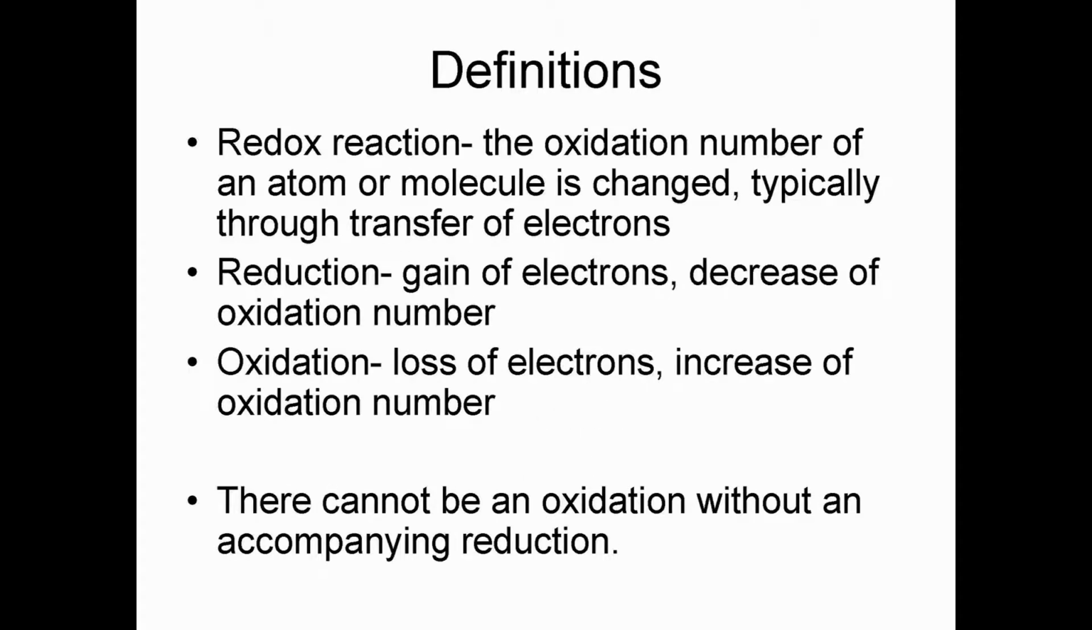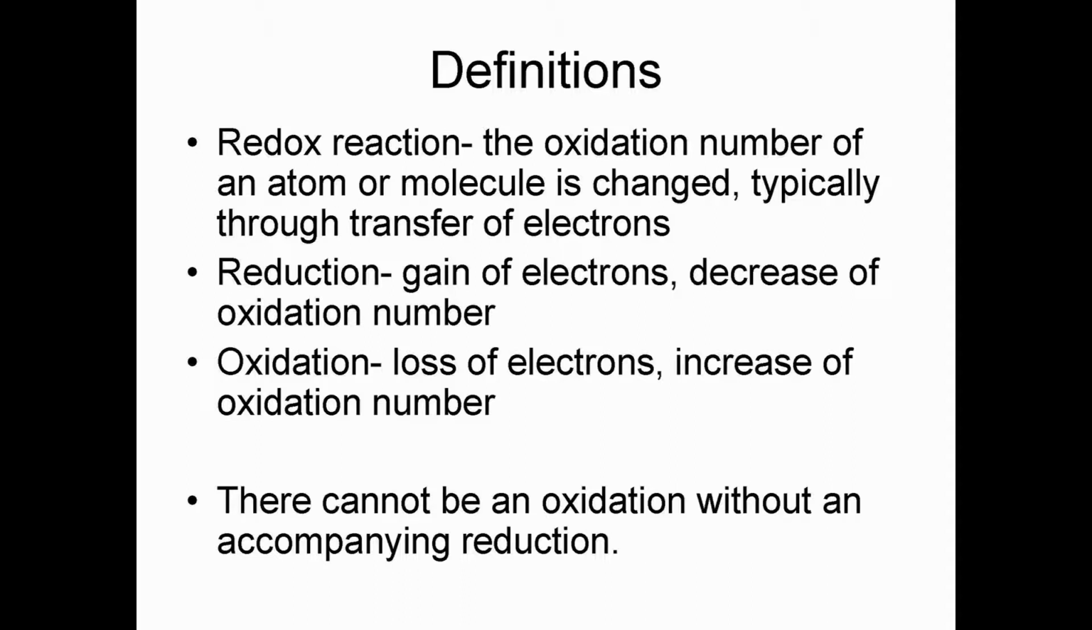First, a few definitions. A redox reaction is any reaction in which the oxidation number of an atom or molecule is changed. Most of these reactions that you'll encounter, in fact pretty much all of them, will involve the transfer of electrons. That's how the oxidation number is changed. Oxidation number is just a fancy name for the charge on an element, or rather an atom or molecule. And the name redox comes from the two names, reduction and oxidation reaction.